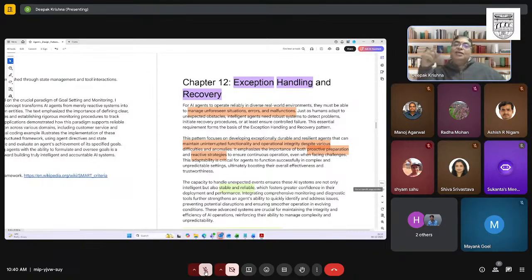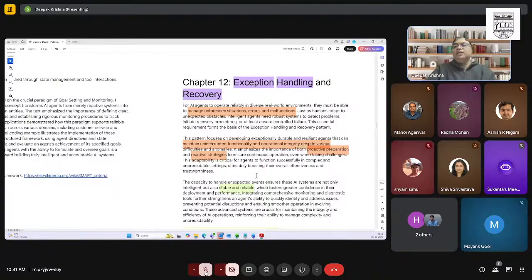I took one key from Mr. Rakesh Kumar, and Rakesh gave me one key. Okay, use this key, and then I can start using this. So these are all the ways in which I can try to manage those exceptions when we are talking with an LLM, right? So the objective is very clear now: maintain uninterrupted functionality and operational integrity despite various difficulties and anomalies, right?